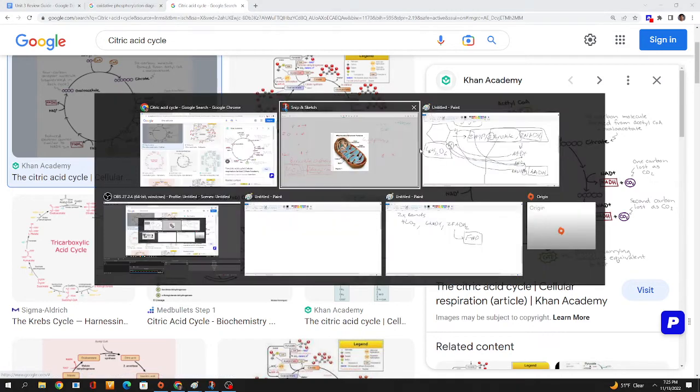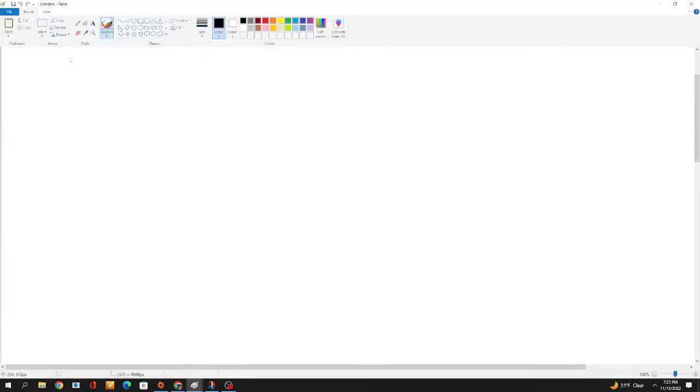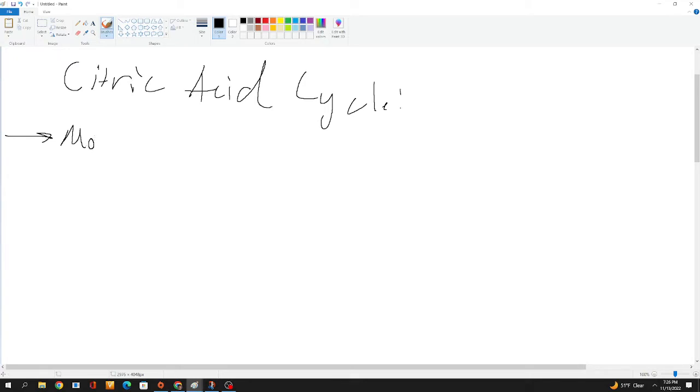But what you do need to know is the significance of the citric acid cycle. And the significance of the citric acid cycle is the following. It makes the most amount of electron acceptors.